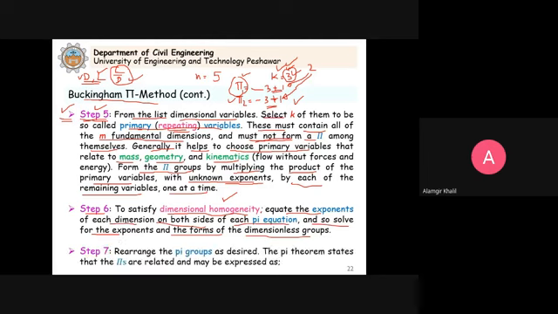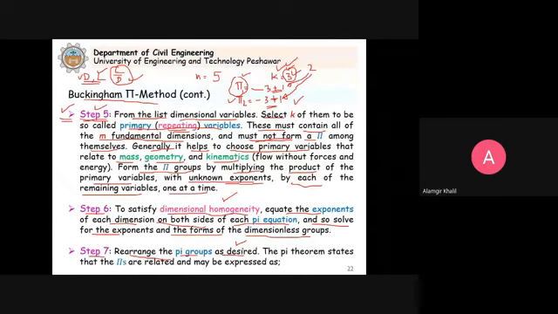And the final step, number 7, is to rearrange the pi groups as desired. As I said, dimensional analysis does not provide a 100% solution. So we can arrange these pi 1, pi 2, and if we have pi 3, pi 4 also, as desired. We can manipulate them to get the required result. That's why these are conceptual topics.